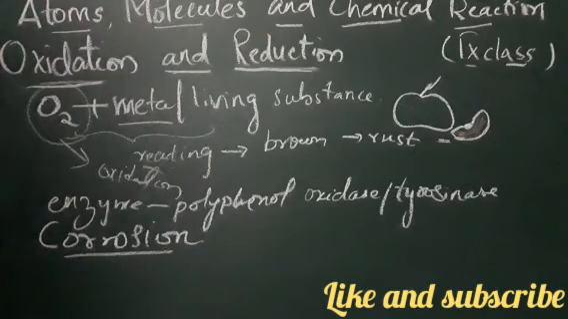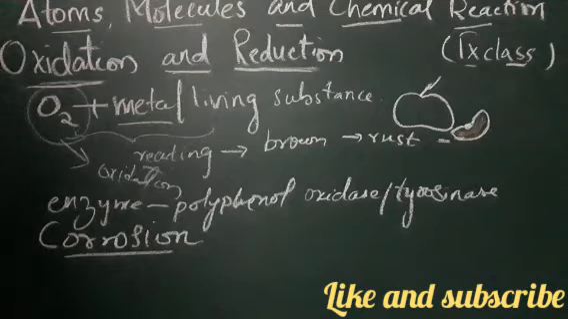For example, if you take a silver spoon, after some time you'll see a black coating formed on it. Why is that happening? Because of oxidation. That is because of corrosion. Similarly, if you see copper, you find some green coating on it. Why is that taking place? That is also due to corrosion.